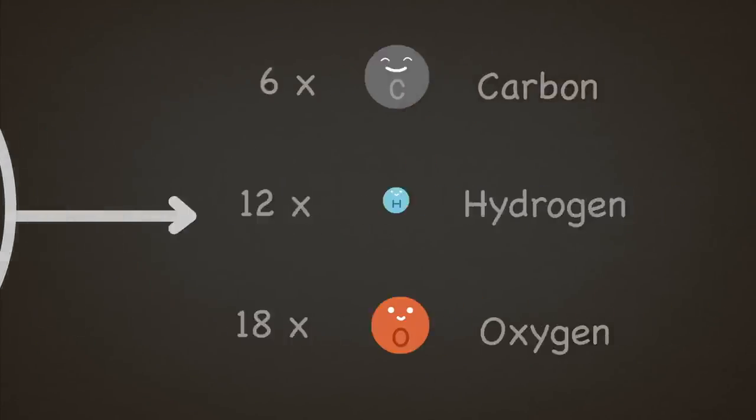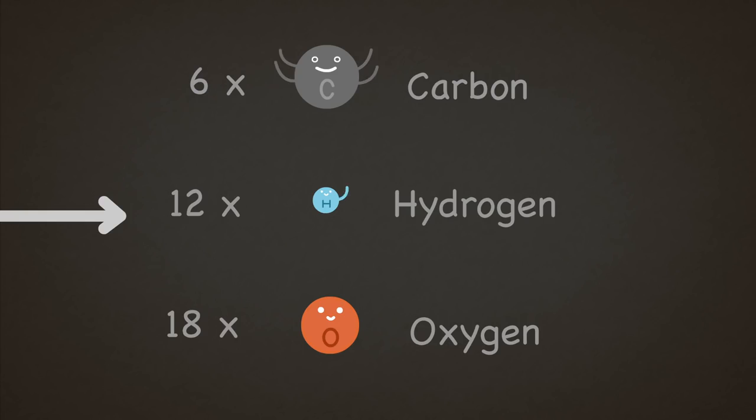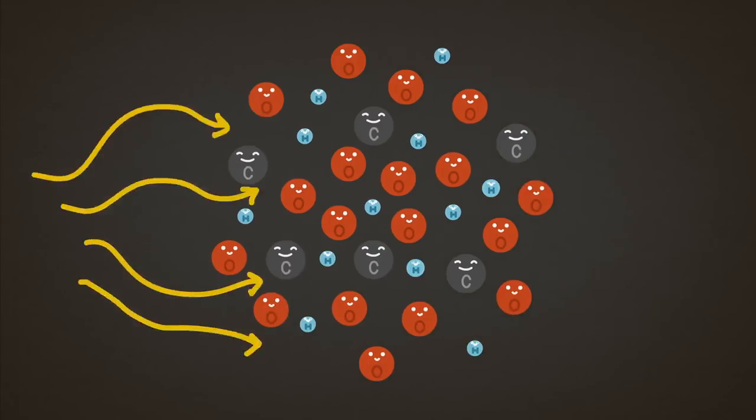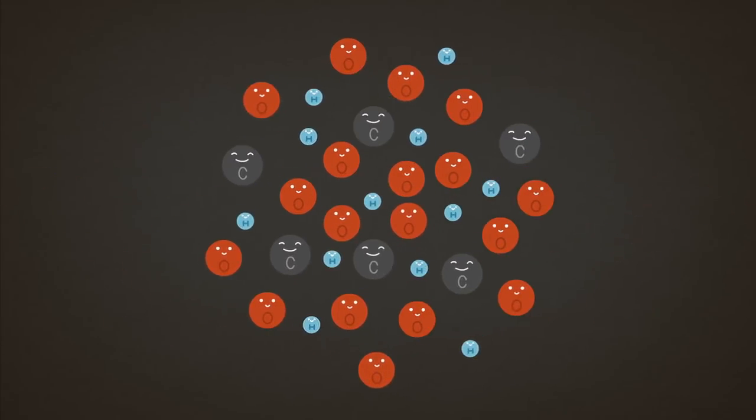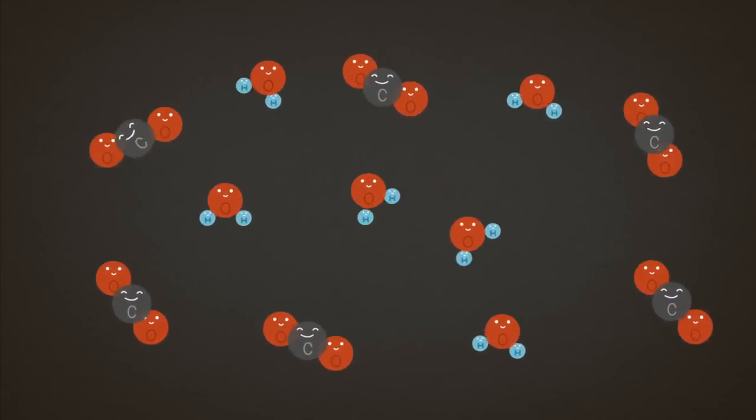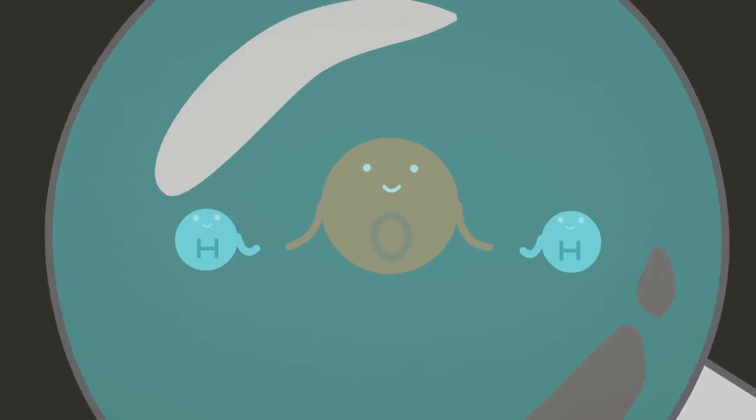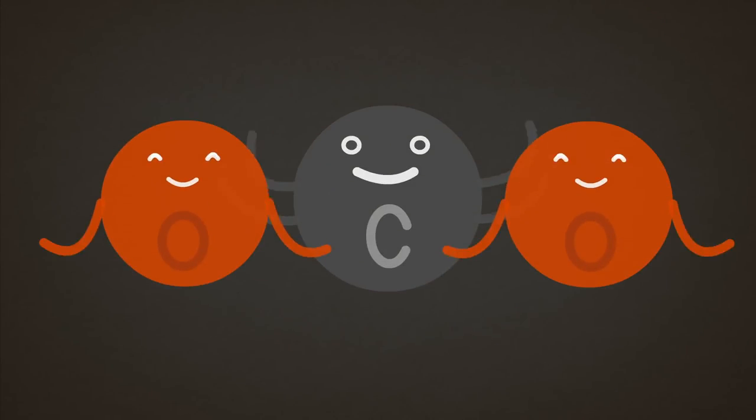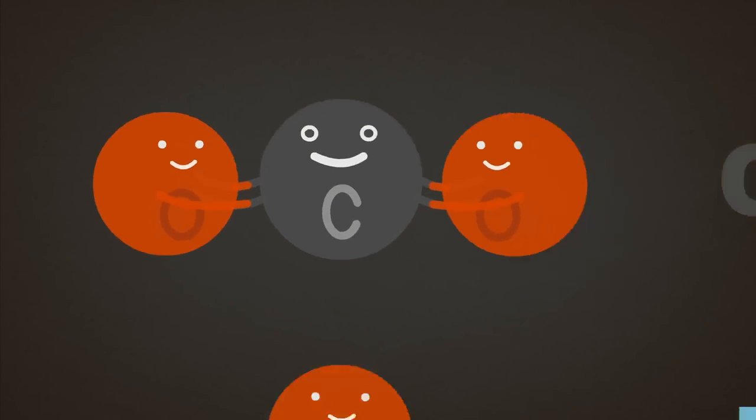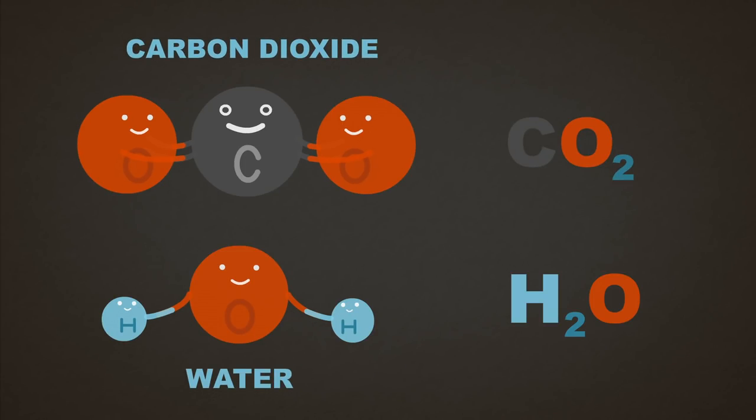Here we have 6 carbon atoms, 12 hydrogen atoms, and 18 oxygen atoms. With a little energy, our molecules can really get moving. These atoms can bond together to form familiar molecules. Here's water, and here's carbon dioxide. We can't create or destroy mass. We're stuck with what we've got.